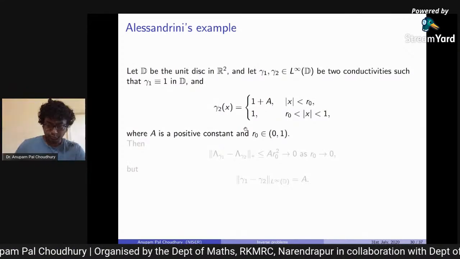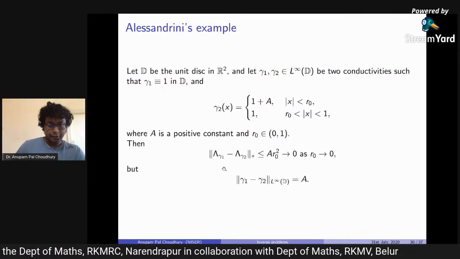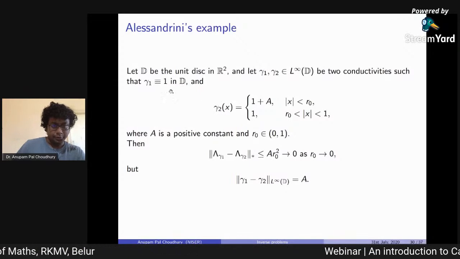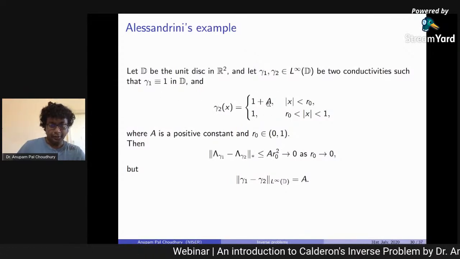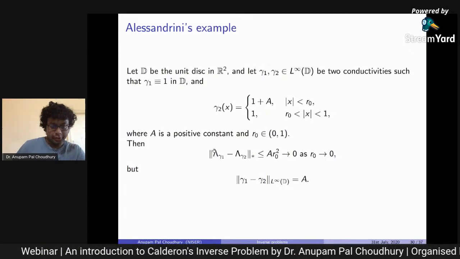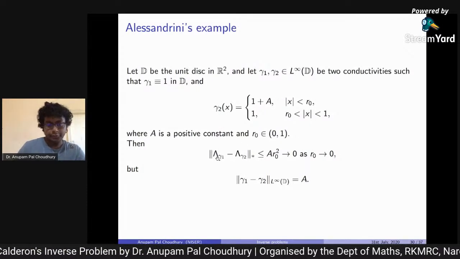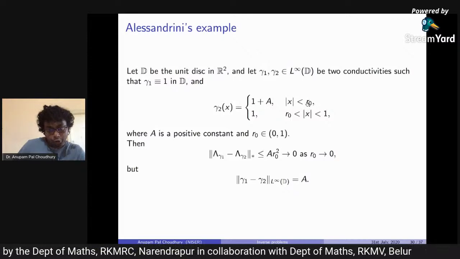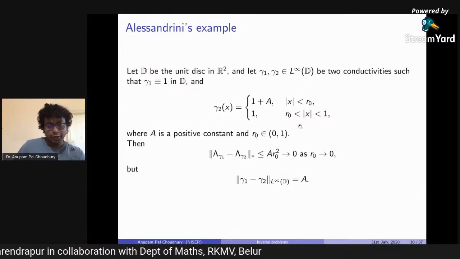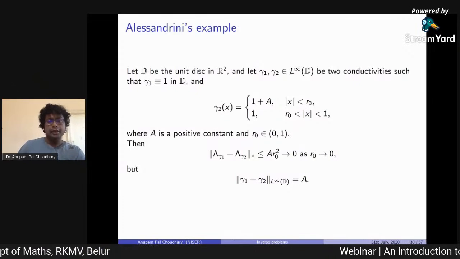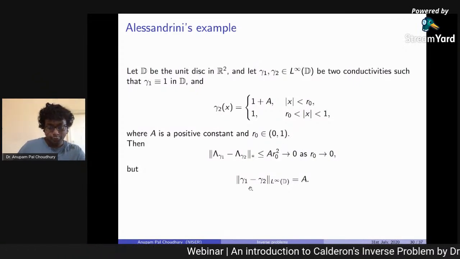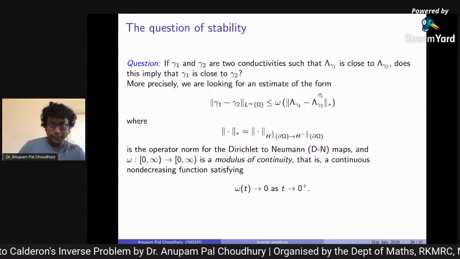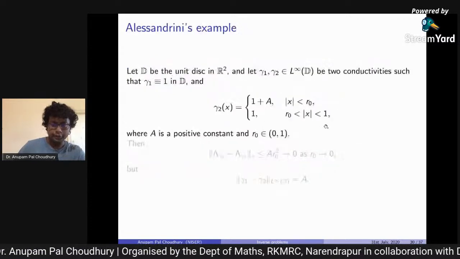So one can show that if you look at the L infinity difference, what is the difference between these? This is just given by A. But what about the smallness of this? If you look at the measurements, you see that it depends upon this constant A, the modification that you made, and also the radius of the region where you made that modification. So if you expect a stability result of this form, then when this goes to 0, this should go to 0. Look at what is happening here.